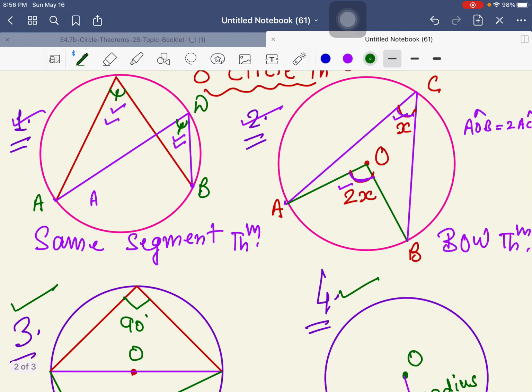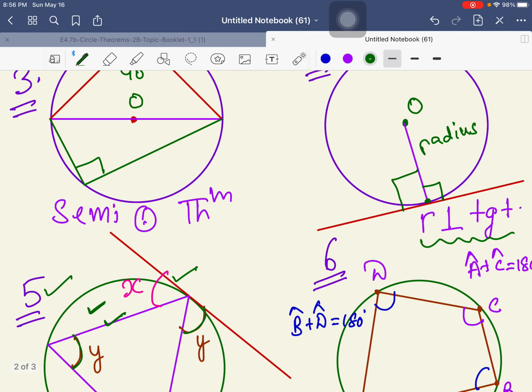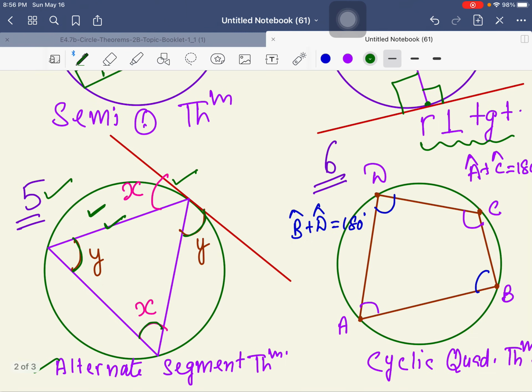Now again, in the same segment theorem, AB, arc AB or chord AB, subtends two angles in the same segment. In this case, the major segment, they are equal. In the alternate segment, here angle X is in the minor segment and this angle X is in the major segment. So they are in the alternate segment, still they are equal.